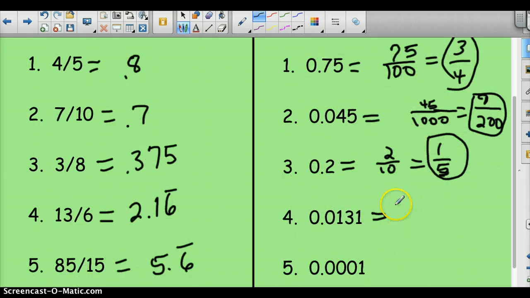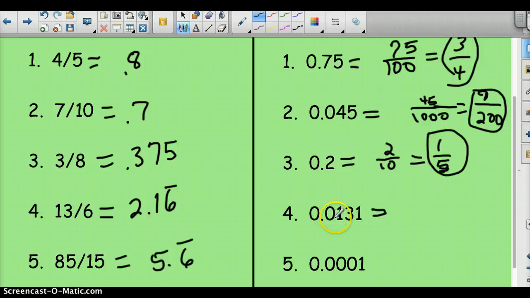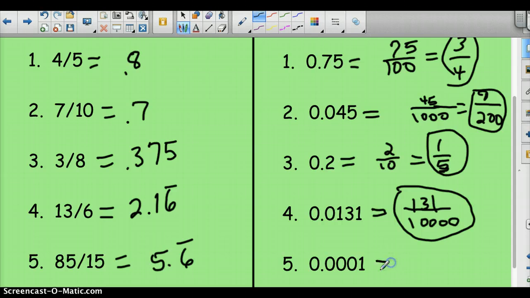Here, 0.0131. Well, I count 1, 2, 3, 4 numbers after the decimal place. So in the denominator is a 1 with 4 zeros behind it. The number here that exists is 131. And good news for us, ladies and gentlemen, that does not reduce. 131 over 10,000 is the correct answer.